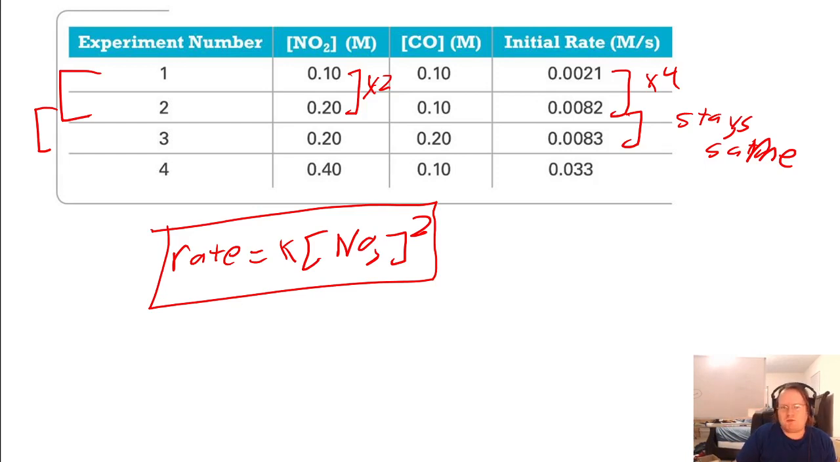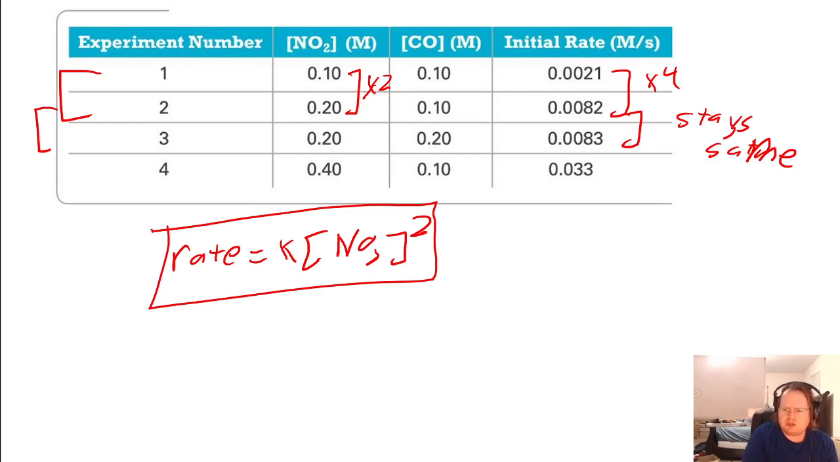Like if I'm comparing, let's say I only had experiment 1 and 4. Well, I don't know the difference. So if I take 0.033 and divide it by 0.0021, I can see that raised it by 15.7 times, which is basically 16. So if I quadrupled the concentration and I increased the rate by 16 times, that's squaring it. So that would be second order, which is the same answer we get when we compare experiments 1 and 2.